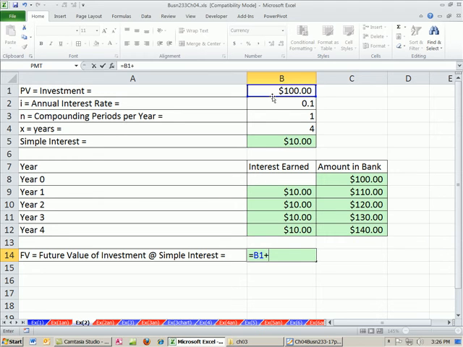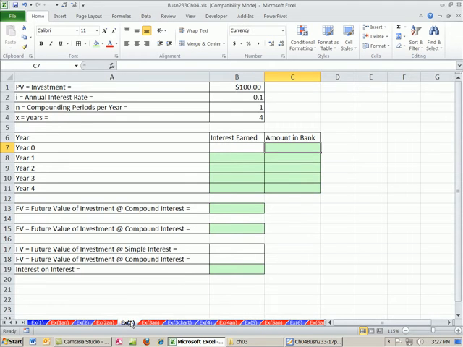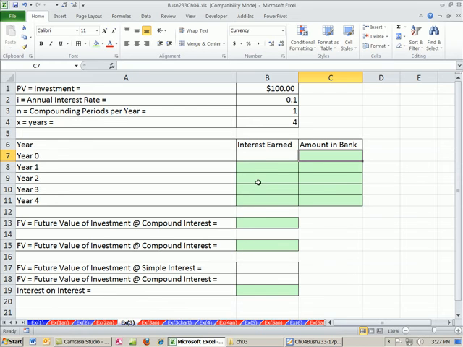plus all of the interest. Well, the interest is just $100 times 0.1 times 4. That's it. And you get 140. So that's simple interest. Now let's go look at compound interest. We like compound interest more because we're going to have more in our bank account at the end.